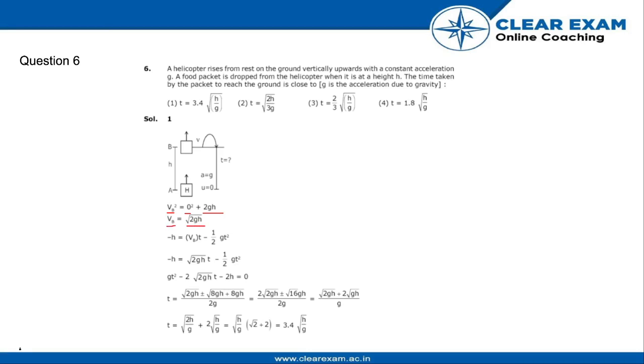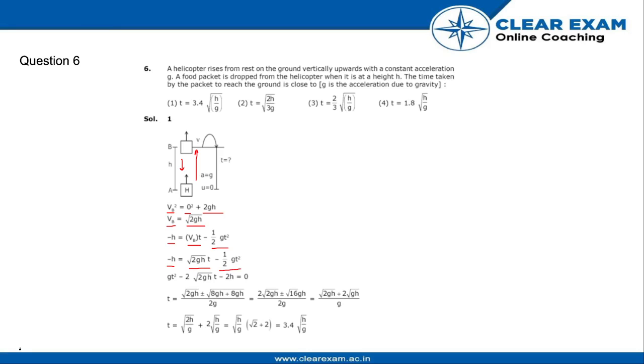When the packet is thrown from a height h, let's assume the velocity of the helicopter to be positive. s is equal to ut plus half at square, so the height and acceleration of the packet will be in the negative direction. Therefore, we'll take them as negative. So minus h is equal to v into t minus half gt square. We'll put in the value of v. So minus h is equal to root 2gh into t minus half gt square.